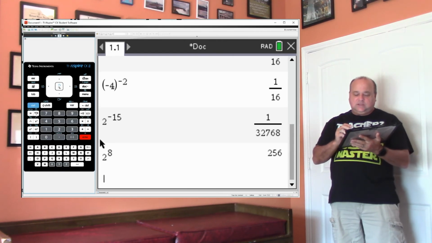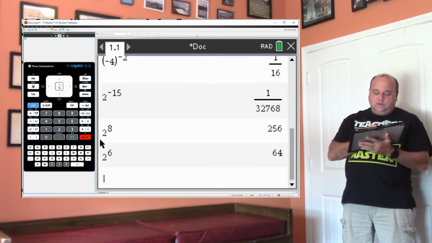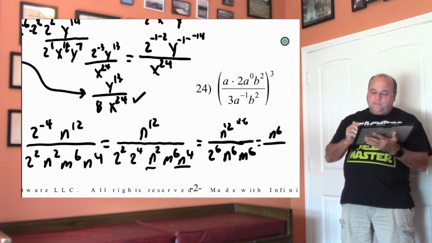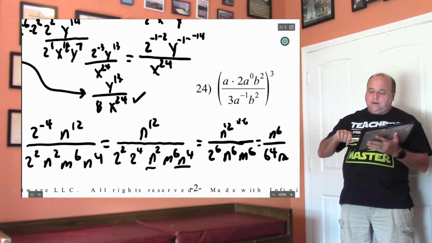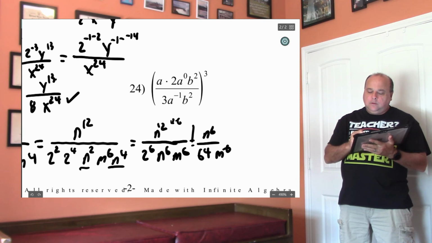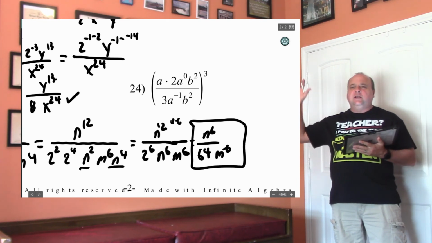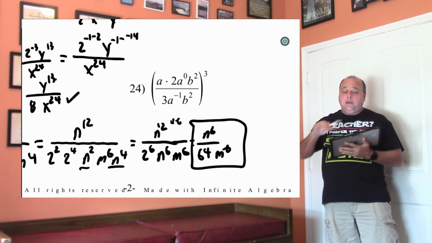Let's get 2 to the 6. I think that's 64. 2 caret 6. 2 to the 6 power is 64. So my 2 to the 6 turns into 64, and the m to the 6 stays on the bottom. Okay, to me it's a little bit easier to get rid of all the negative exponents. That way you're not doing all that integer arithmetic.